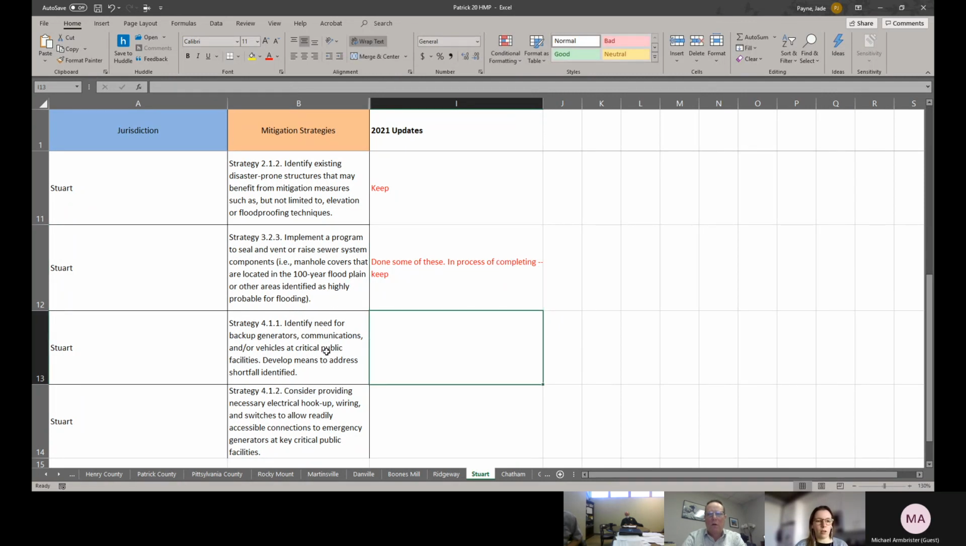Okay. Strategy 4.1.1, identify need for backup generators, communications and or vehicles at critical public facilities, develop means to address shortfall identified. I know we talked about the Stewart fire rescue. Is this still something you want to pursue for other critical facilities? Yes, we have been talking with the council and so forth on trying to get transfer switches for the water treatment plant and the wastewater treatment plant. And we're working on that. We're trying to get a grant and so forth for that.